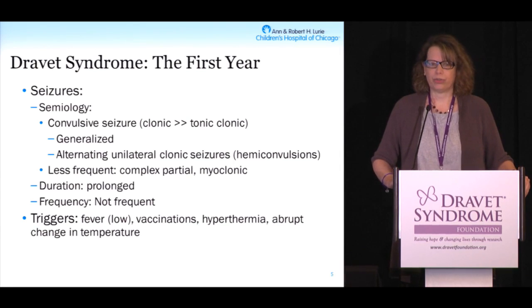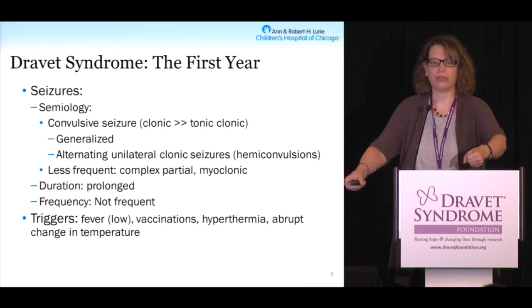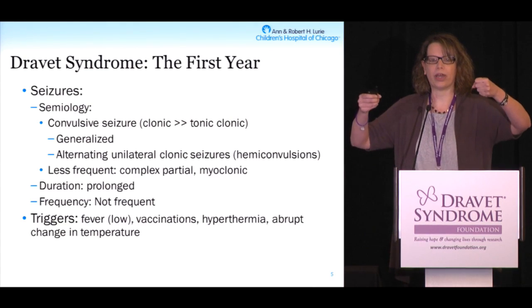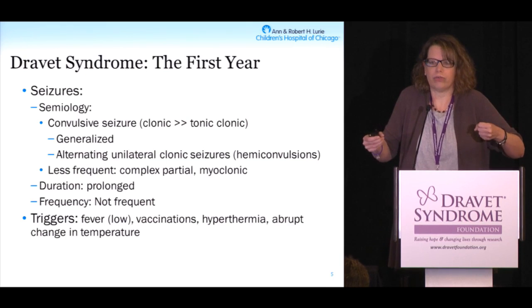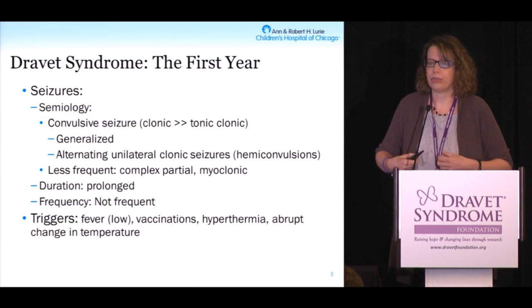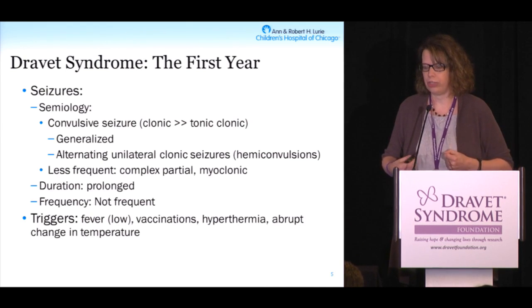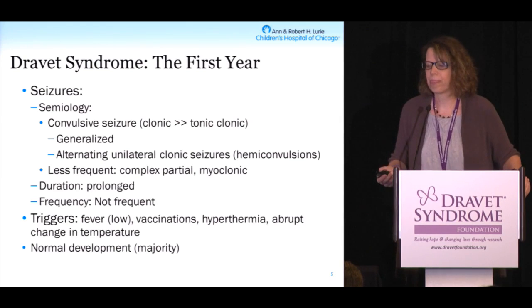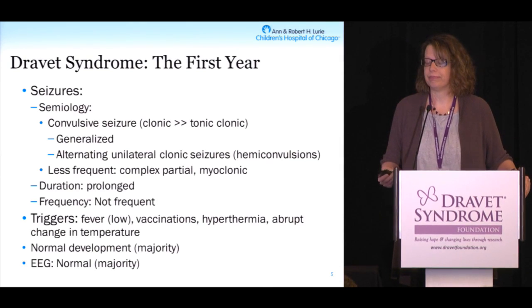abrupt change in temperature. A lot of times we'll get that history of the first seizure or first couple of seizures with a trigger such as a child being brought out of a bathtub, going from warm to the shiver of the cool environment, or having cold water splashed on them by the poolside. Again, that abrupt temperature change. And at this time, still normal development.